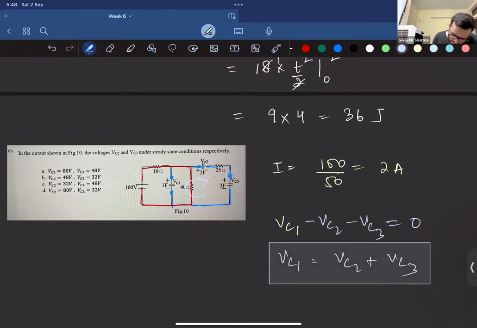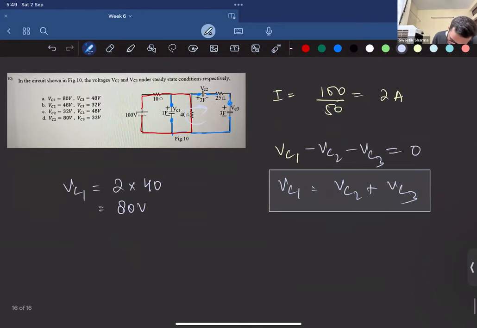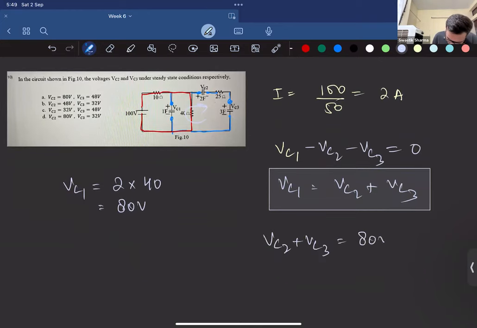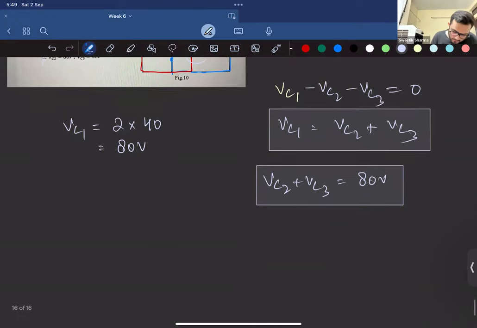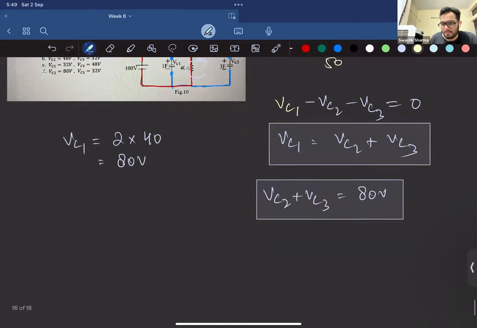Now, what is the value of VC1? VC1 is 2 into 40. Current is flowing 2 ampere and the value of resistance is 40. That means 80 volt. So we know VC2 plus VC3 is 80 volts, right? So that eliminates A and D. Now we need to find what is the answer. So now we need to find VC2 and VC3.